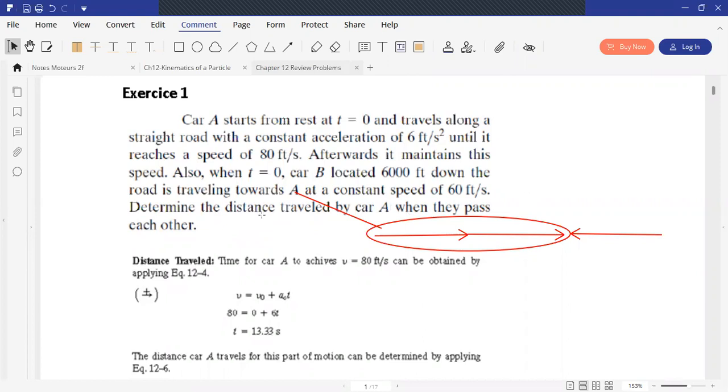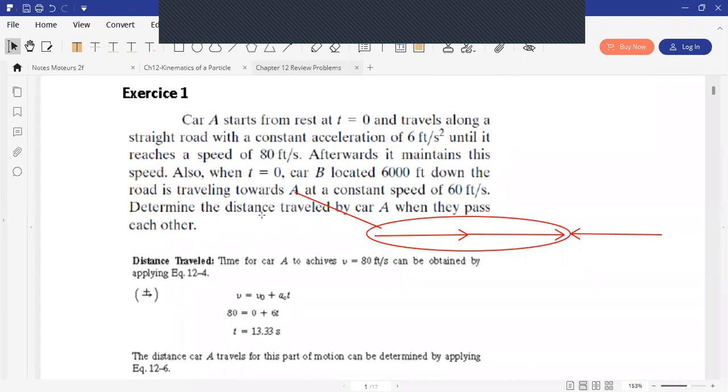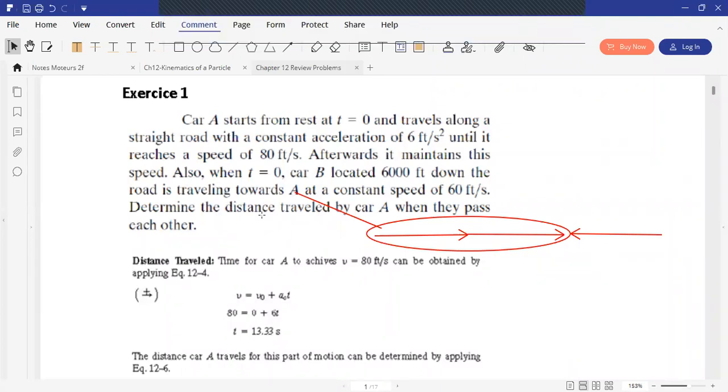What is the meaning of passing each other? Who can tell me? They will meet at a certain point on the road. Very good. They will meet at a certain point, so the coordinate of A will be equal to the coordinate of B. So one of the methods is to find the coordinate of A as a function of time, find the coordinate of B as a function of time, and say that SA is equal to SB.